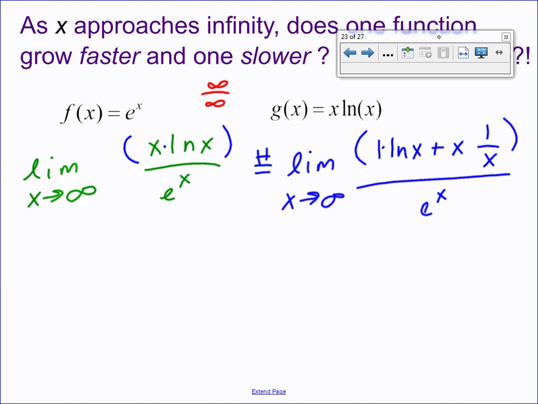The exponential function. x times 1 over x. Is that just 1? Can we do that? Yep.